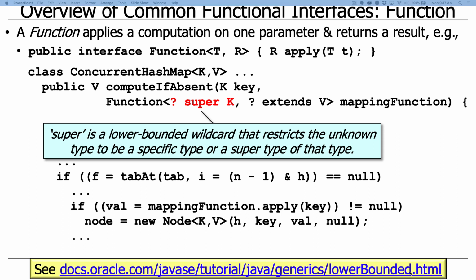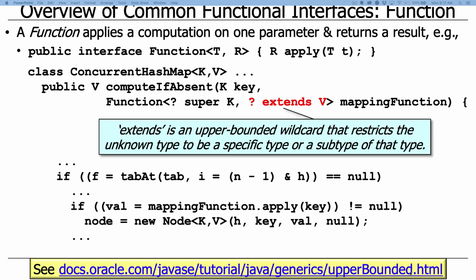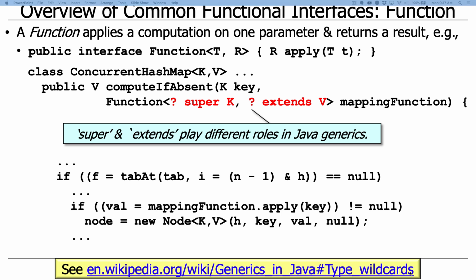The question mark, super K, is what we looked at before. Super is a lower bounded wildcard that restricts the unknown type to be a specific type, or a supertype or parent of that type. You can read more about that here. Extends is a so-called upper bounded wildcard that restricts the unknown type to be a specific type, or a subtype or subclass of that type. Again, that's just Java syntax dealing with generics. These keywords play slightly different roles in Java generics. You can read more about that at this link.